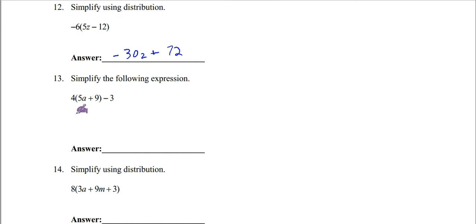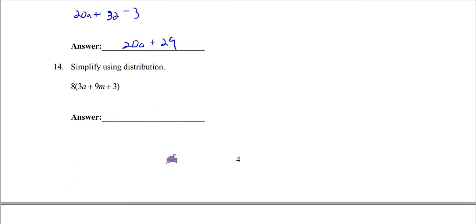Okay. Some following expression, we're going to have to use distribution for part of it and then continue from there. So 4 times 5a is 20a. 4 times 9 is 32 minus that 3 that's still there. Well, can it combine with anything? Minus 3, I can't subtract 3 from 20a, because these are not 1s, these are a's, these are 1s. So I can subtract 3 from 32, though, those 32 1s. Plus 29.